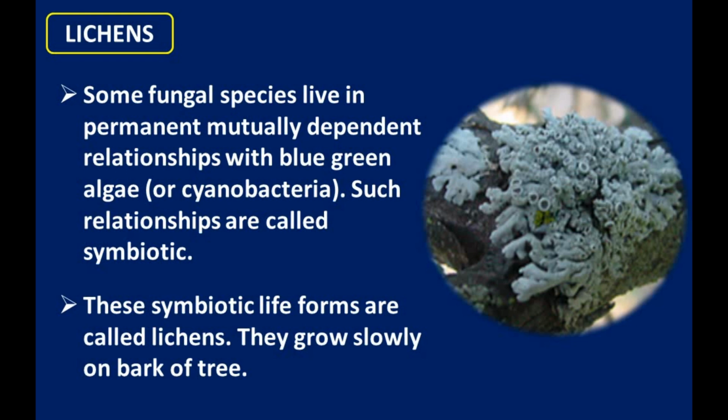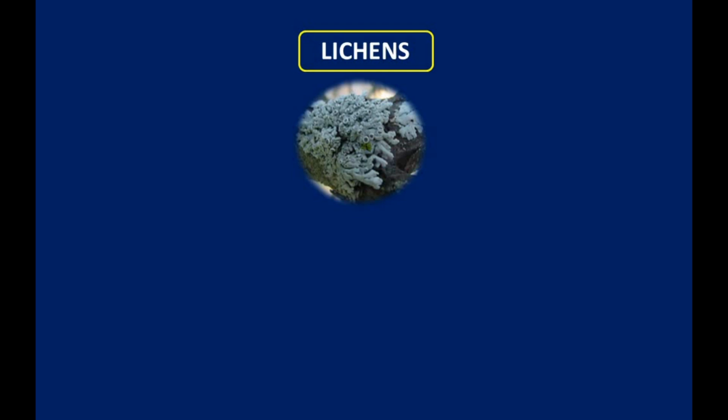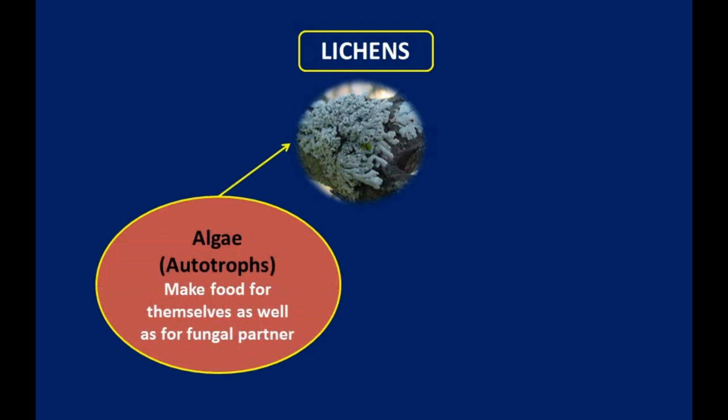तो इस तरह के जो लाइफ मिलते हैं, जो डेवलप होते हैं with the growth of algae and fungi together. So this type of symbiotic lives are called lichens. They grow slowly on the bark of trees. So these lichens are developed from algae and fungi.